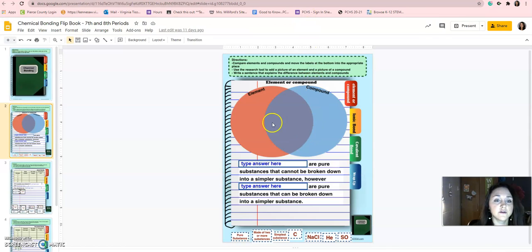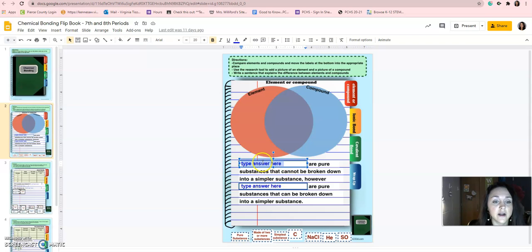So right here, what we're going to do, it says an element or compound. Now, I'm going to go over this with you, so be sure you pause this video and type it in as we go. Pure substances that cannot be broken down into simpler substances are elements. They are the most basic we can go. Elements are pure substances that cannot be broken down any simpler. And then compounds are pure substances that can be broken down.